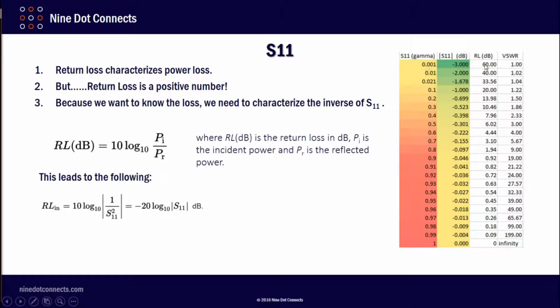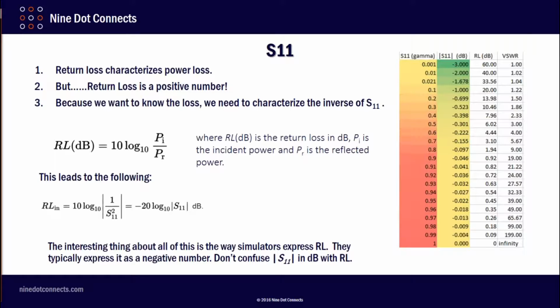Well, I can't describe infinity here, so I went pretty close to it, and you'll notice that it's 60 dB. As I get further and further away from the ideal situation, you'll notice my return loss gets closer to 0. So what you're trying to understand here is that the more loss there is for the S11 means that there's less reflected energy. Now, if you notice in this last column, we have this term called VSWR. VSWR we're going to talk about in just a minute, but basically you understand that ideally VSWR equaling 1 is what you're shooting for.